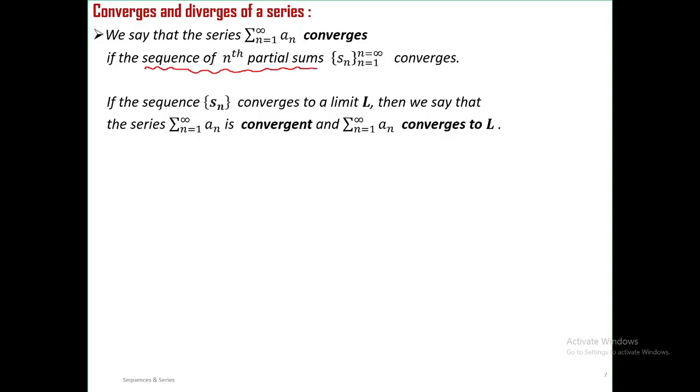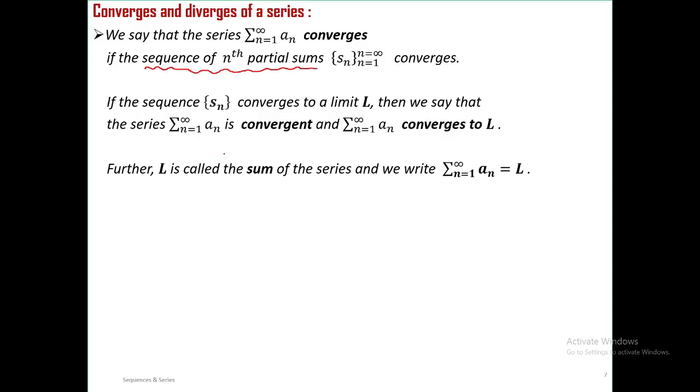Okay, look at it once again. If the sequence Sn converges to a limit L, then we say that the series is convergent and the series converges to L. Okay, next one. Further, L is called the sum of the series, and we write the series, n running from 1 to infinity, of an, will be L. So this is the mechanism of convergence of a series.